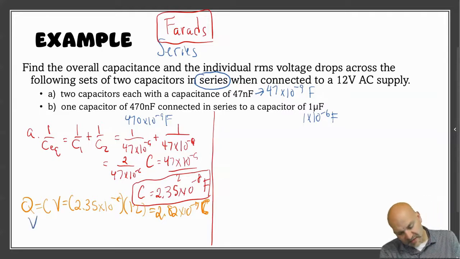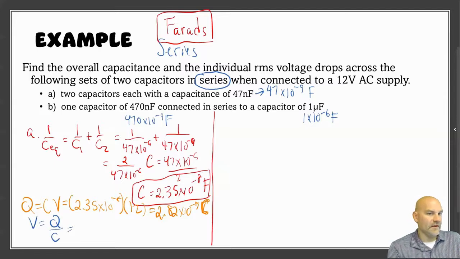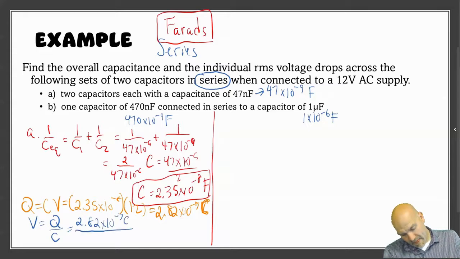And so this is actually, again, pretty simple. I just do Q over C, and since they're the same capacitance, if I find one, I find them both. That's charge, and then capacitance, 47 times 10 to the negative ninth farads. So voltage is a coulomb per farad. So 2.82 times 10 to the negative 7 divided by 47 times 10 to the negative 9. And so I get a voltage of 6 volts.